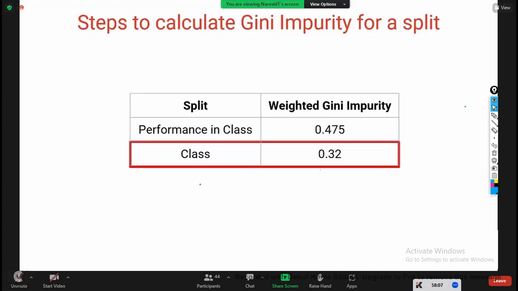First, we have to calculate the Gini impurity of all the variables. How many input variables are there? For each input variable, we have to calculate the Gini impurity. After calculating the Gini impurity, whichever has the lowest one, that you are going to select. Is that clear, guys?